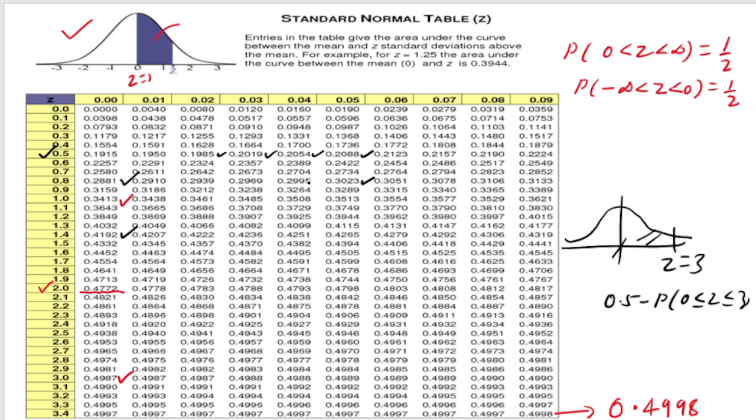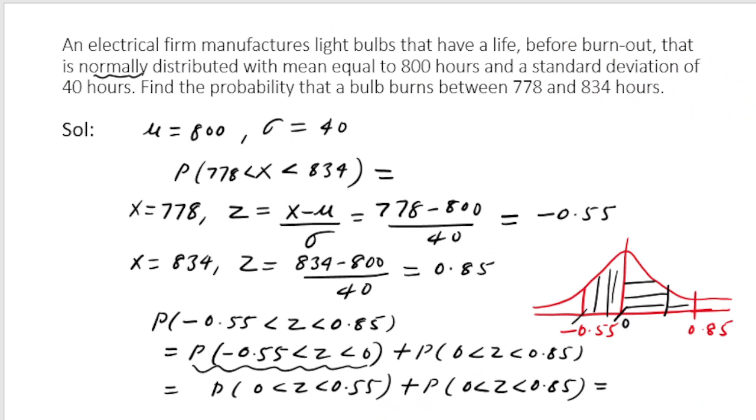That is 0.3023. So if I write the total, 0.2088 and 0.3023, I will get the total probability. Let me write it over here. This value is 0.2088 plus 0.3023, which gives 0.5111. So that is the required probability in this case.